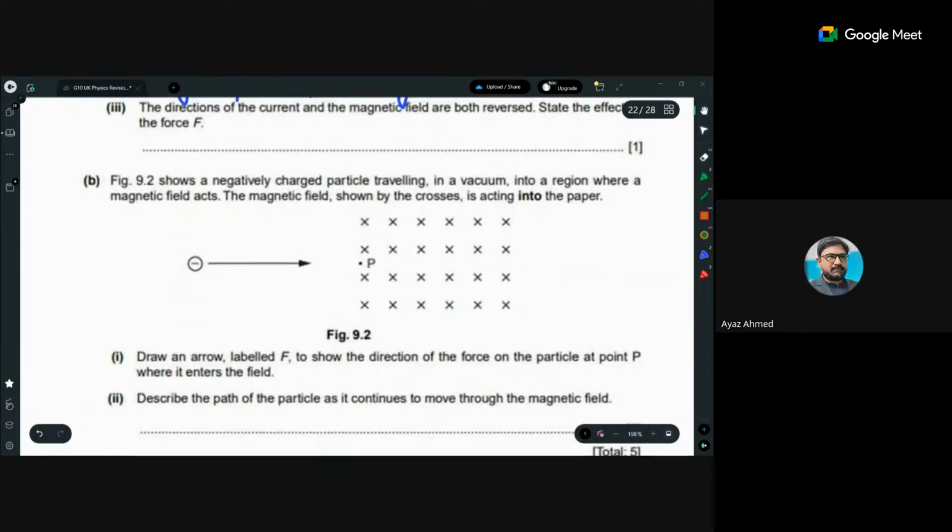Clear, sir. Okay, then the direction of the current and the magnetic field are both reversed. State what is the effect on the force. I would be happy to hear the answer from you. I think the force will remain the same, because if the direction of the current and the magnetic field are both reversed, they'll cancel each other out. Very good. Force remains unchanged, in the same direction.